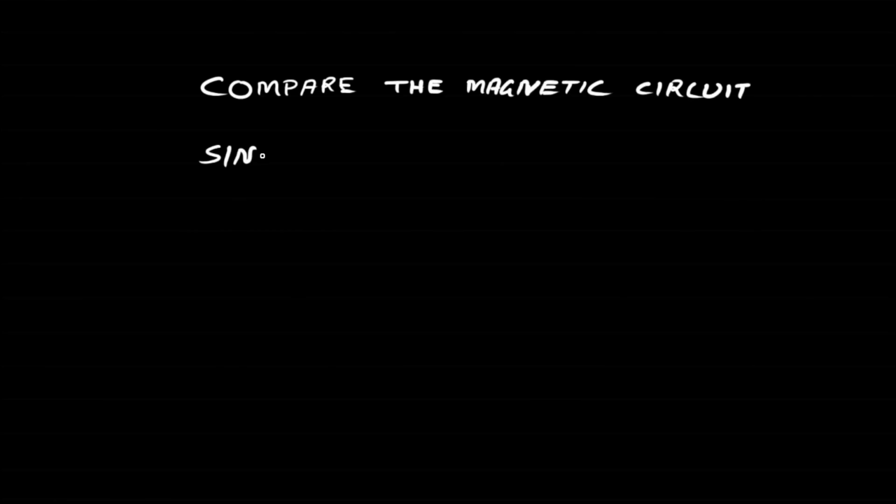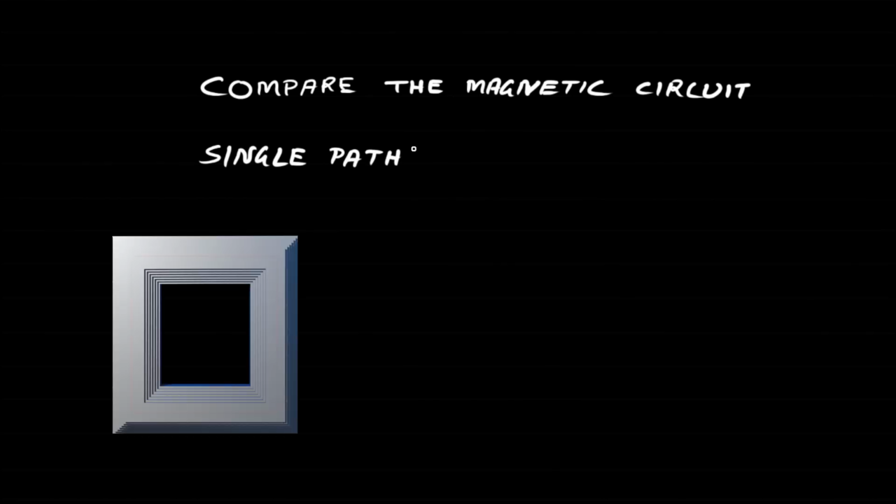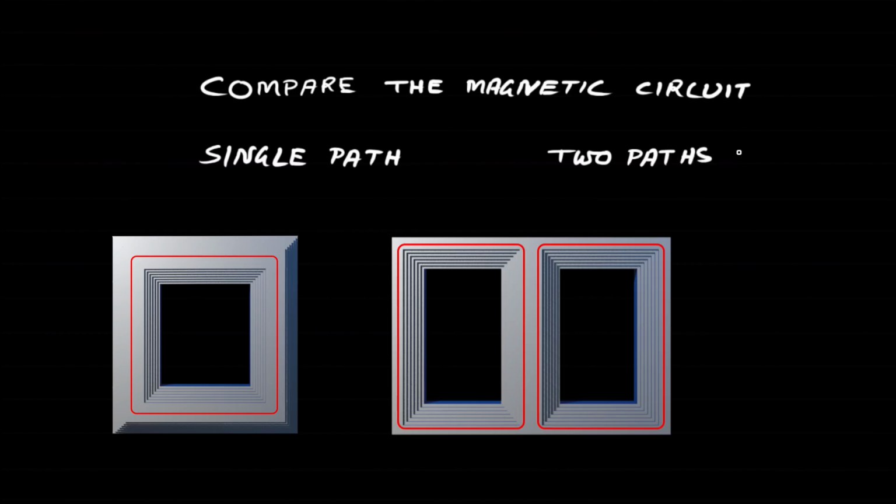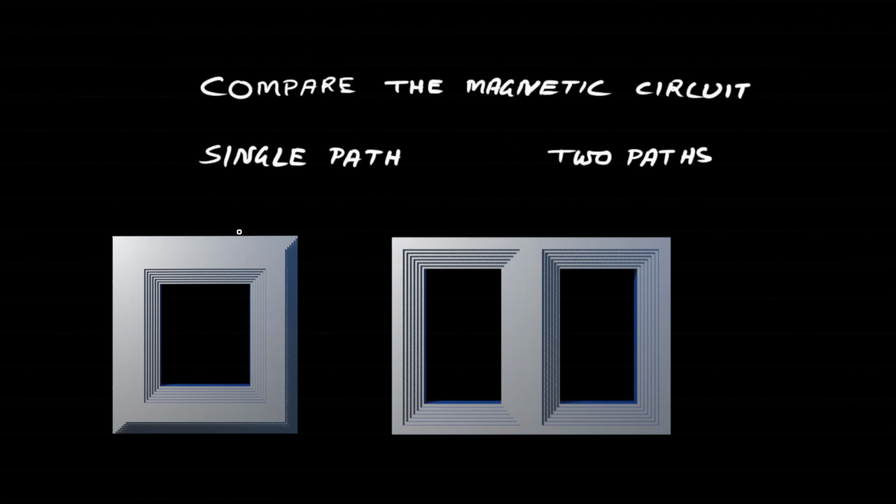Let's compare the magnetic circuits. In core-type transformers, the magnetic flux takes a single path through the two limbs. The mean length of the magnetic path is relatively longer. In shell-type transformers, the flux divides into two paths through the outer limbs, creating parallel magnetic circuits. This results in a shorter mean length of magnetic path and reduced core losses.